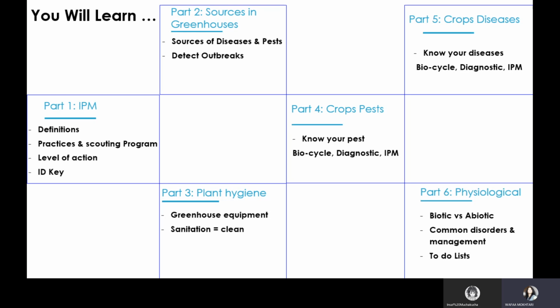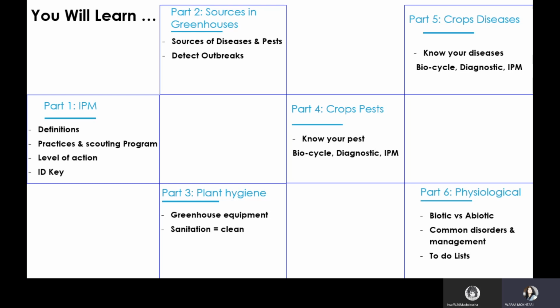In part 3, we will talk about plant hygiene. And plant hygiene is really important because if we keep sanitation, if we keep the places clean, the equipment of the greenhouse clean, and we get all the equipment needed in the greenhouse, most of them, this will help much in the control and in the prevention of the pests or diseases appearing.